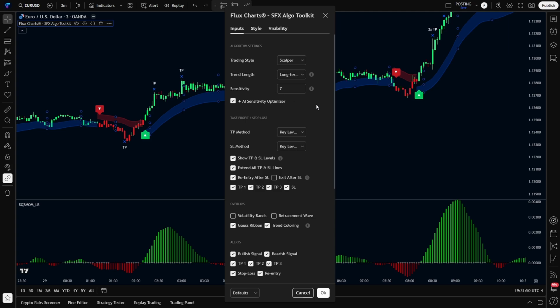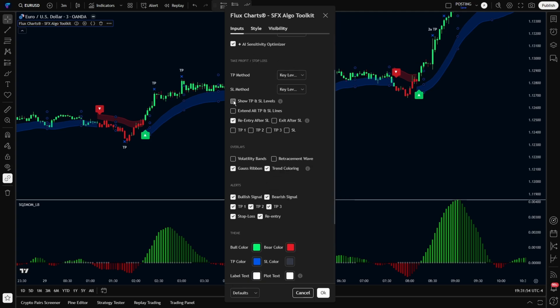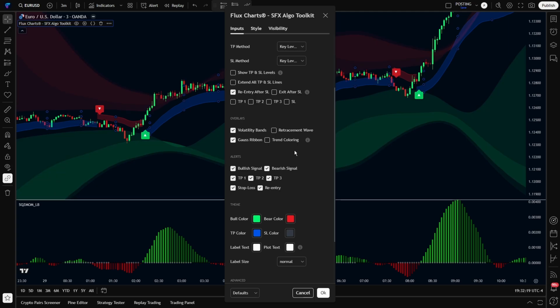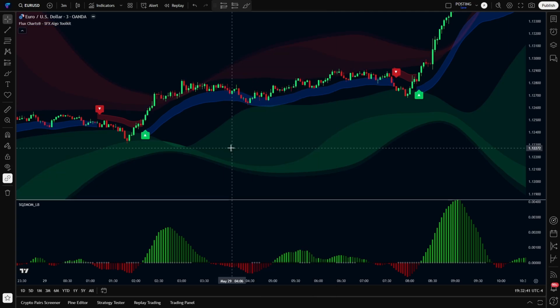After that, you'll want to scroll down and disable all of these settings. Then come down to the overlay section and enable the volatility bands. Make sure the Gauss ribbon's enabled and then disable the trend coloring. After that, you're all set with the settings for the SFX Algo. With the squeeze momentum indicator, we'll keep the settings on default. This indicator is going to be used to confirm our entries. So we're only looking for buys if it's green and we're only looking for sells if it's red.